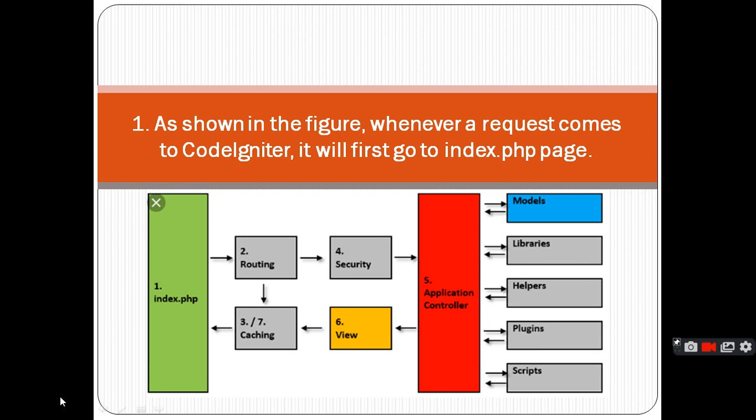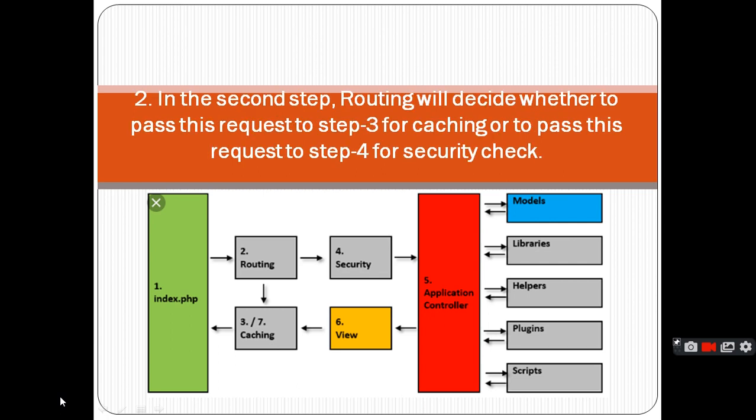As shown in the figure, whenever any request comes to CodeIgniter, it will first go to the index.php page. So index.php is the first controller of our application. Whenever a request hits the server, index.php acts like a preliminary controller, deciding what the request is for and what it needs to display to the user. After hitting index.php, in the second step, it goes to the routing.